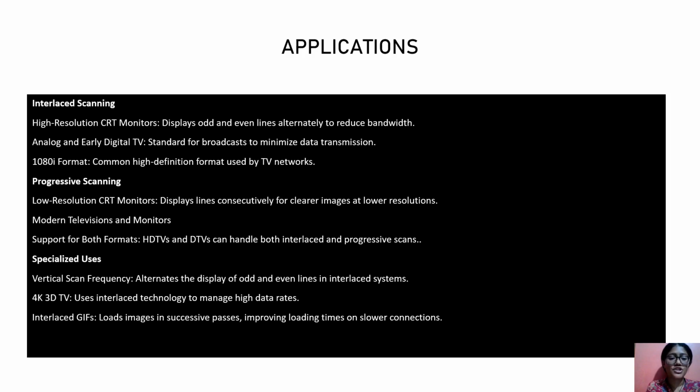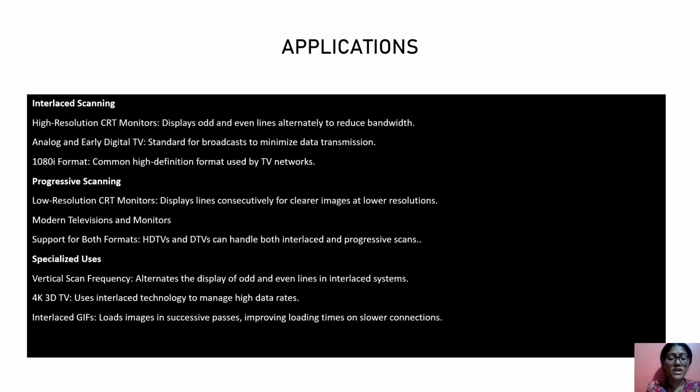There are major applications which could be seen in the 90s and even in the modern day. Interlaced scanning, that has high resolution CRT monitors display odd and even lines alternatively to reduce the bandwidth. Analog and early digital TV, standard for broadcasts to minimize the data transmission. 1080i format, common high definition format used by TV networks. So these are some high resolution TV networks.